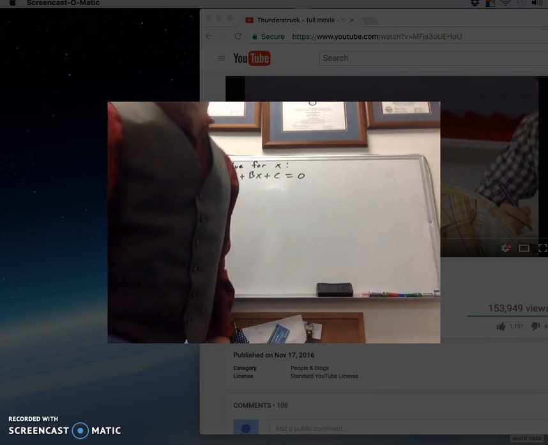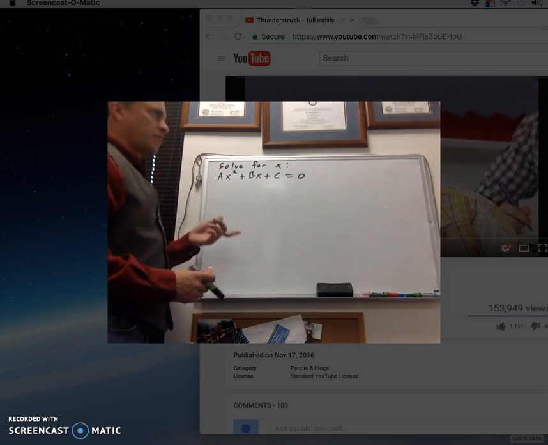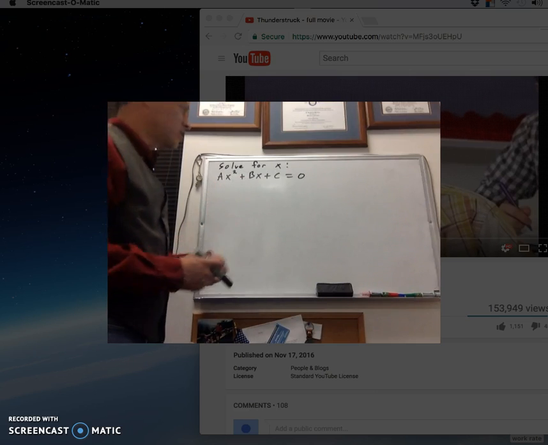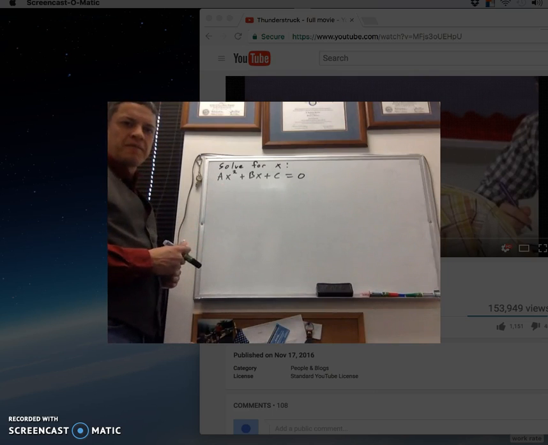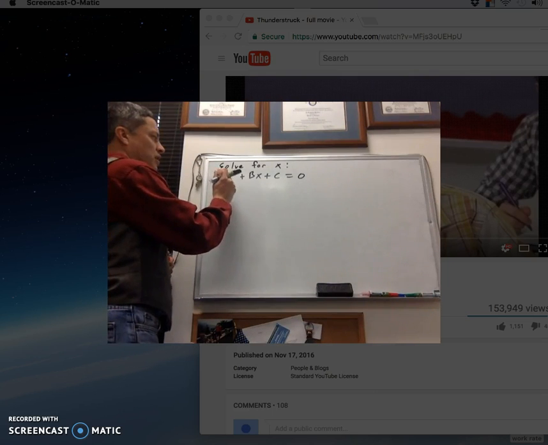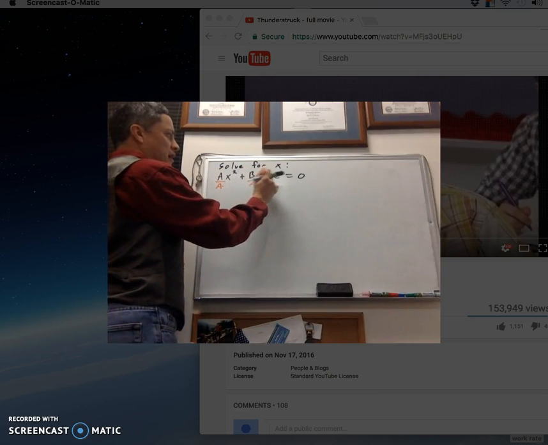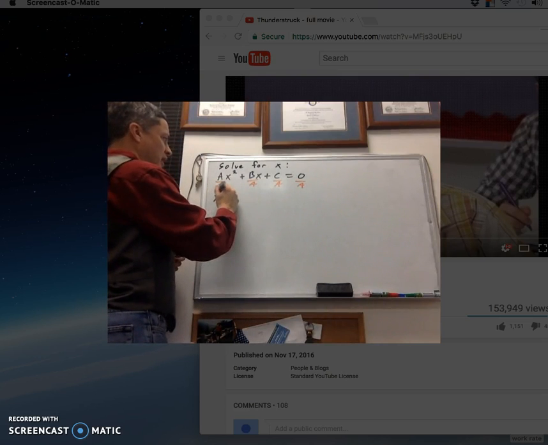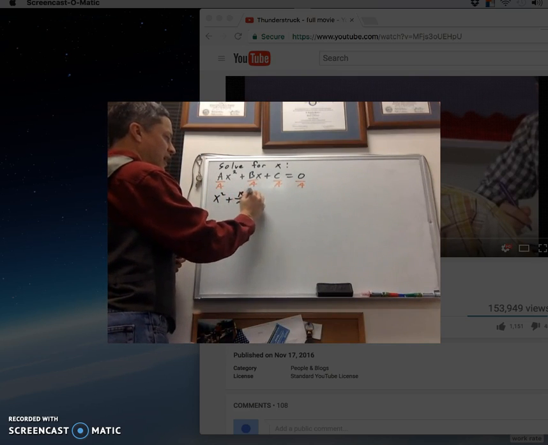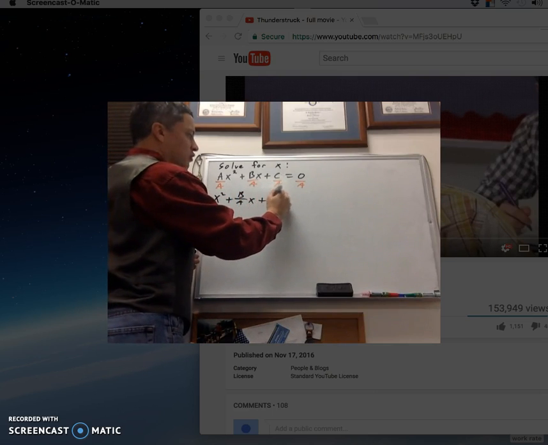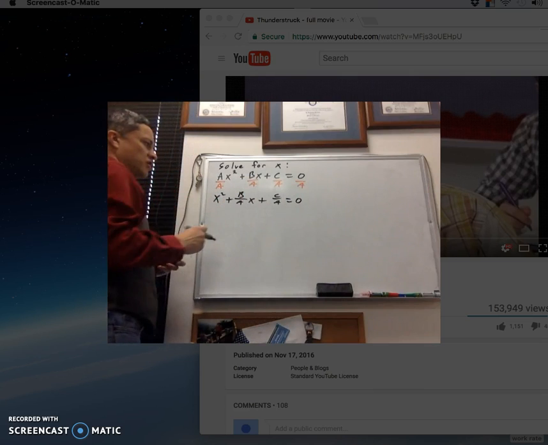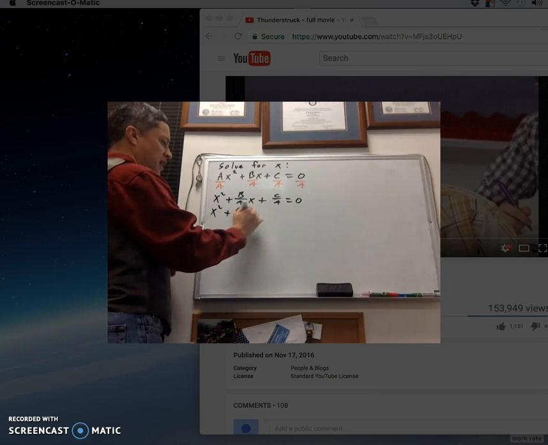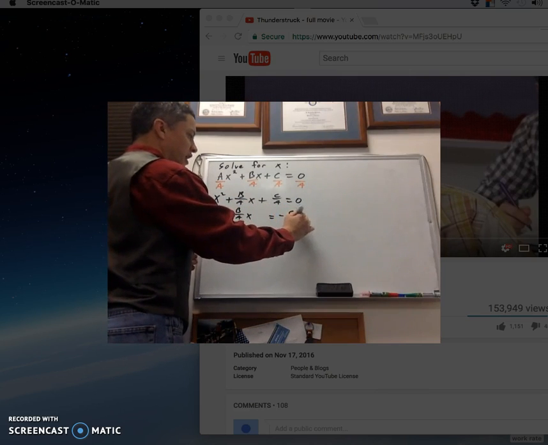And I'm going to do this using completing the square. And if you watch the previous video, I think it's solving by completing the square part 4 or part 3 or something, where the leading coefficient is not a 1. We're going to do that very same approach. So I'm going to divide everything by a, and then that'll give me x squared plus b over a x plus c over a equals 0. Now I'll subtract c over a to the other side. So I'm going to have x squared plus b over a x equals negative c over a.